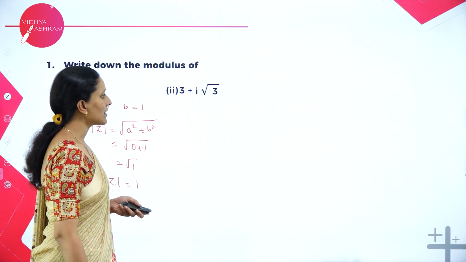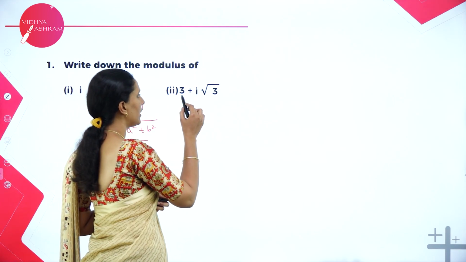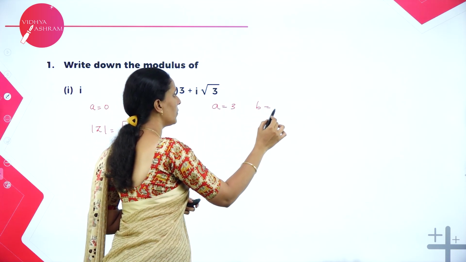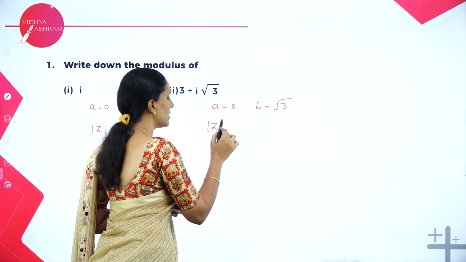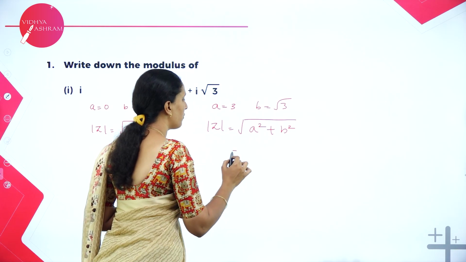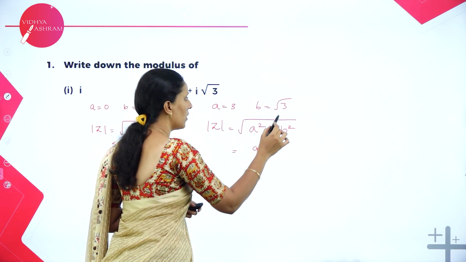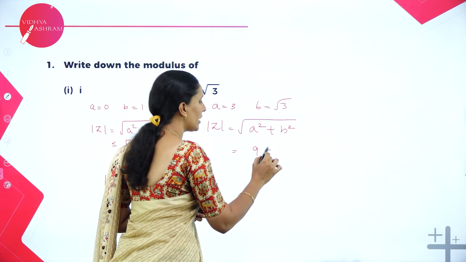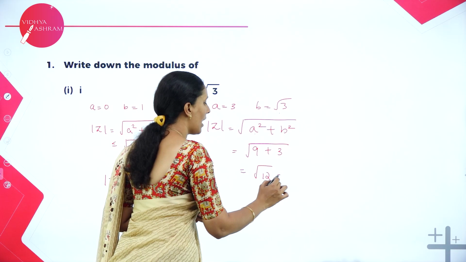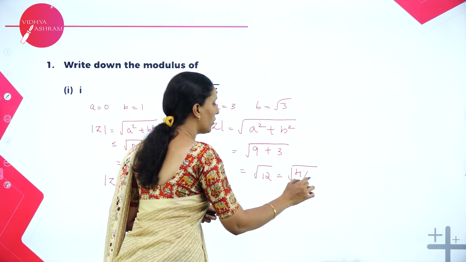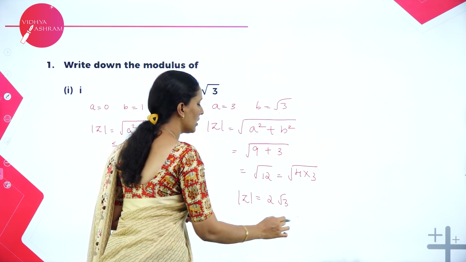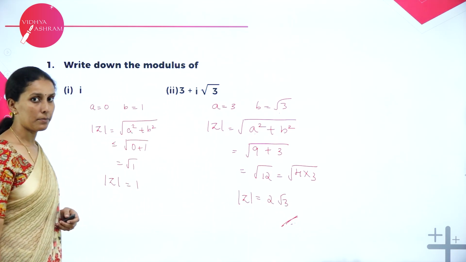Now we have 3 plus i root 3. Here it is in the form of a plus ib, whose a value is 3 and b value is root 3. So let us take mod z as square root of a square plus b square. Value of a is 3, 3 square is 9. Value of b is root 3, whole square is just 3. So it is 9 plus 3, you will get root 12. And root 12 can be written as 4 into 3, thus we can write it as 2 root 3. So this is the modulus of the given complex number.